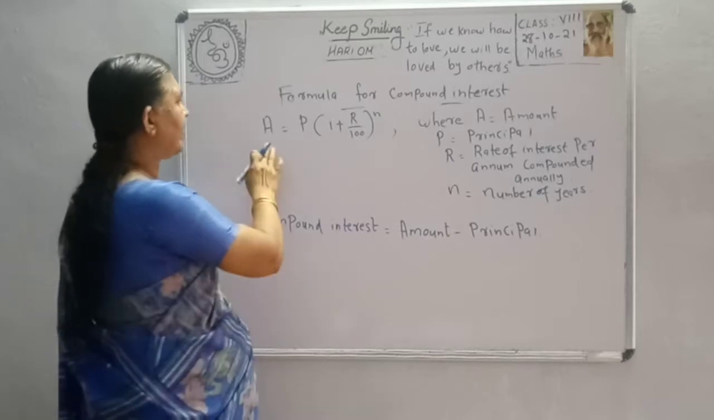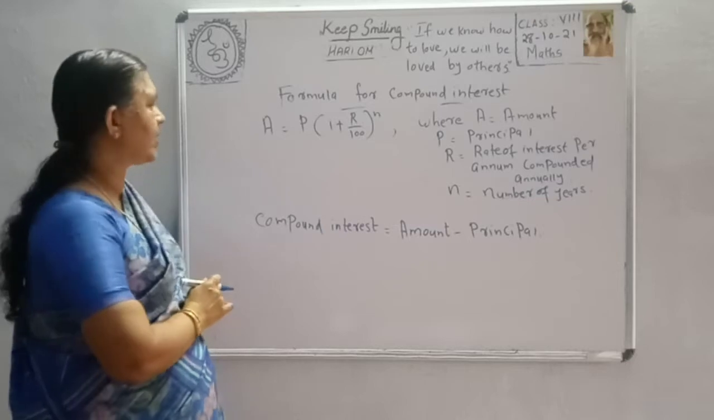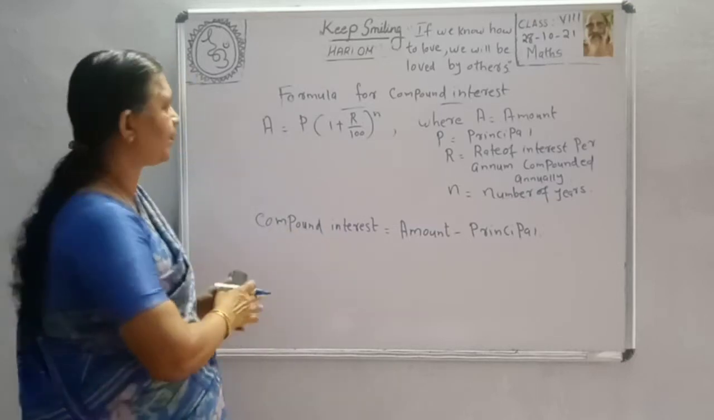So what is the formula to find the amount? A is equal to P into 1 plus R by 100 the whole raised to n, and compound interest is equal to amount minus principal. Okay.